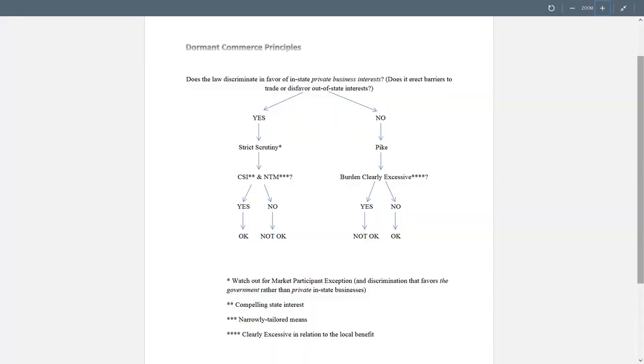Now, how do you know more specifically that you're being tested on the market participant doctrine? The only way I can test you on that, the only way any law professor or the bar exam can test you on that, is to have something going on where the state is actually operating a business. Not regulating it, but operating it. Owns and operates a business. If you see a state or a city owning and operating a business, I would think that's a red flag that you might be being tested on dormant commerce principles in general, and more specifically the market participant exception.